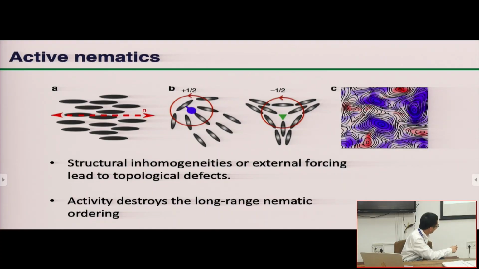But I can tell you more about what the defect is. It's a defect because the director is well defined everywhere else, but not at the center here. How do you define the director here? You cannot. Or here. You could, but that's a choice that you made.